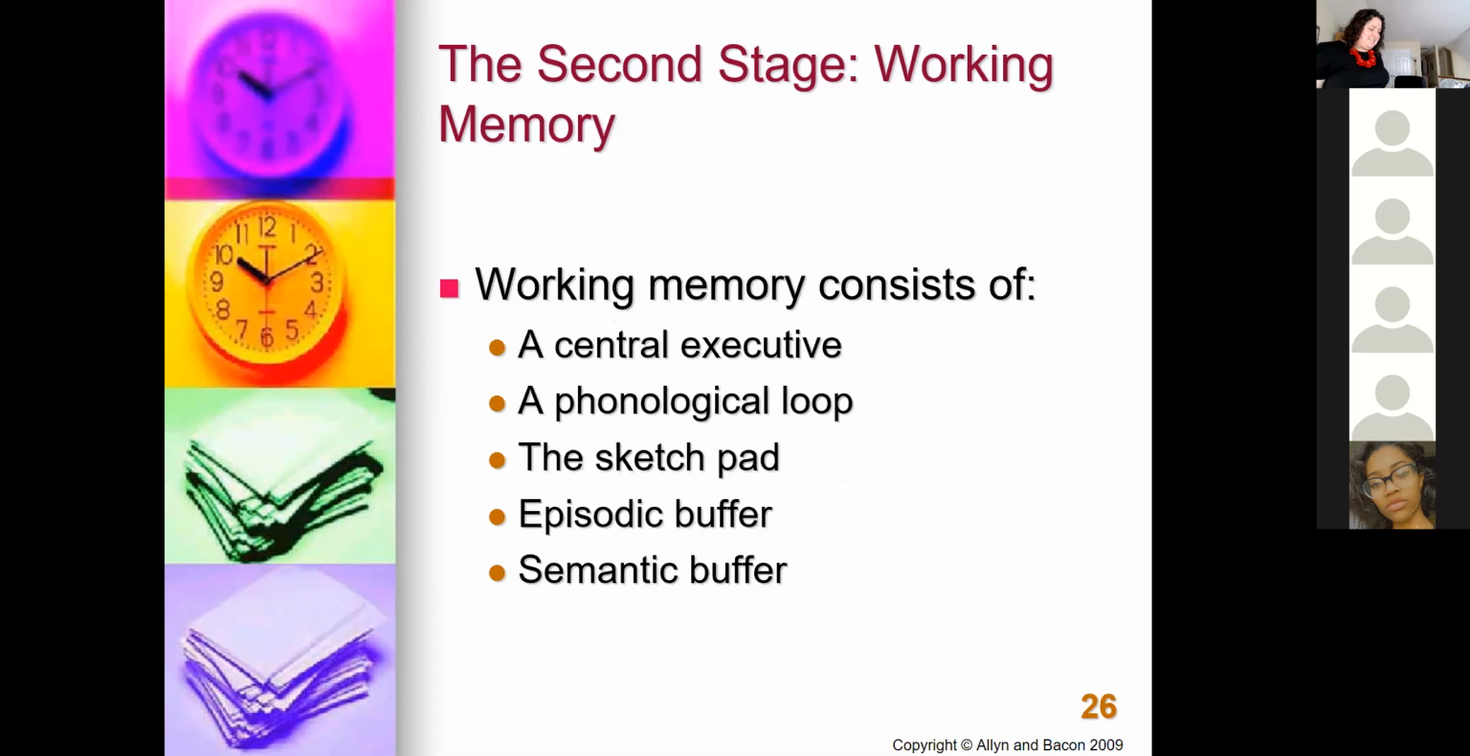So there is a central executive, and that is what directs our attention to what we need to pay attention to in the input, in that sensory memory. So it controls the deployment of attention. It'll switch the focus of attention and divide your attention as needed.